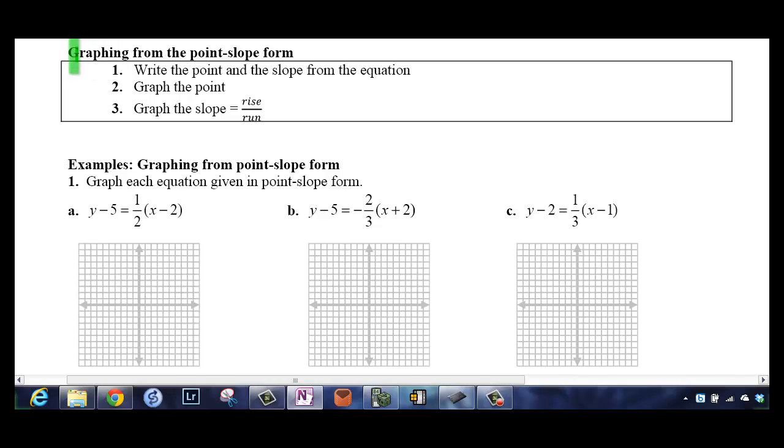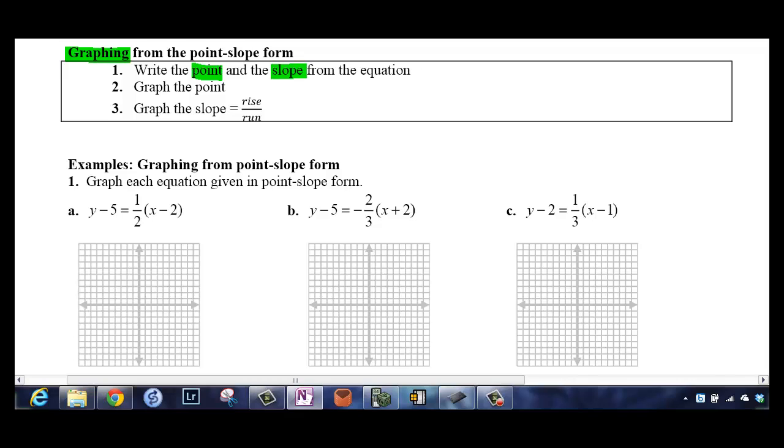So graphing from this form is really just about understanding what it is and where the information can be found. You want to identify the point that's in the form, and you want to identify the slope. So we're going to do that first, and then we're going to graph that point. Once we have this point, we're going to graph the slope after that, rise over run, which we're pretty good at. So we're going to find the point, graph the point, and then once we have that, we'll go ahead and calculate the slope.